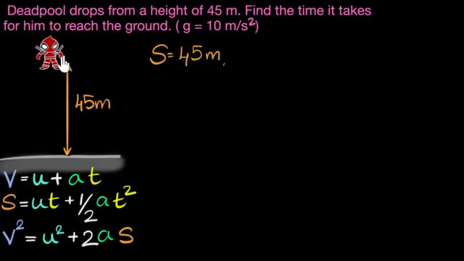We also know his acceleration. His acceleration is going to be 10 meters per second squared. Now what's important is accelerations can be both positive and negative. Whenever objects speed up, we say their acceleration is positive. And whenever objects slow down, we say their acceleration is negative. In this example, notice Deadpool is going to speed up. As he falls, he's going to go faster and faster, right? And so in our example, we'll take acceleration to be positive.